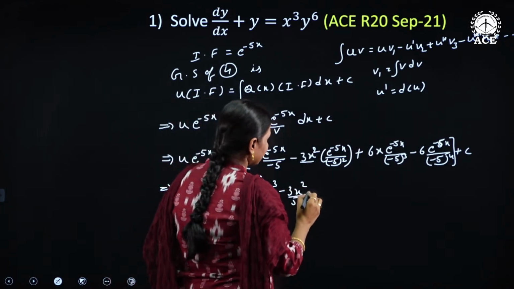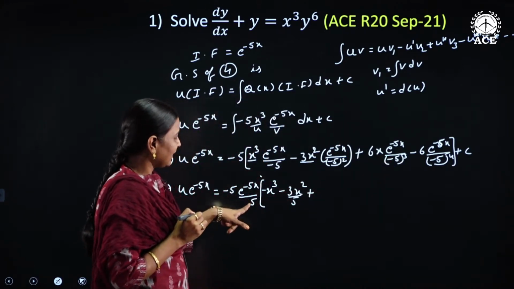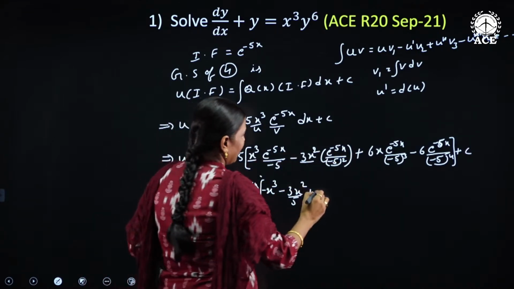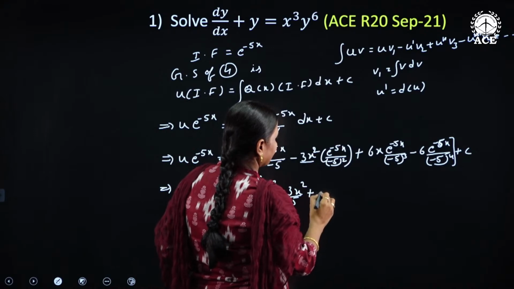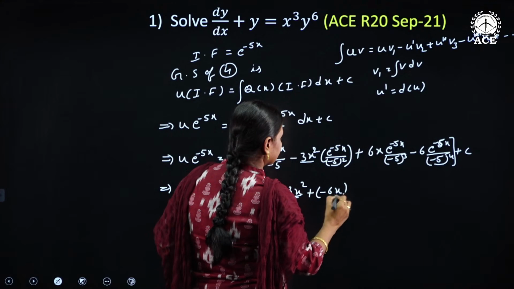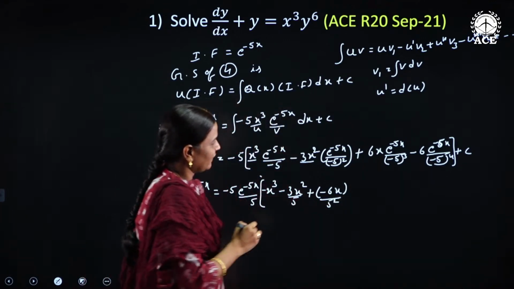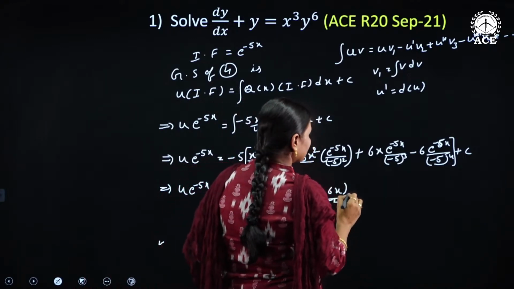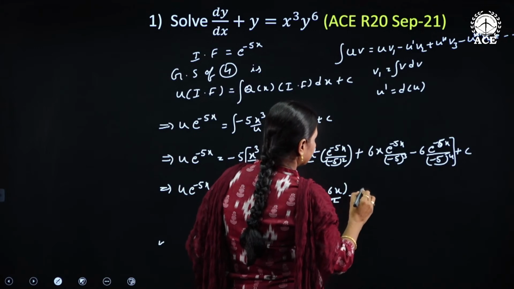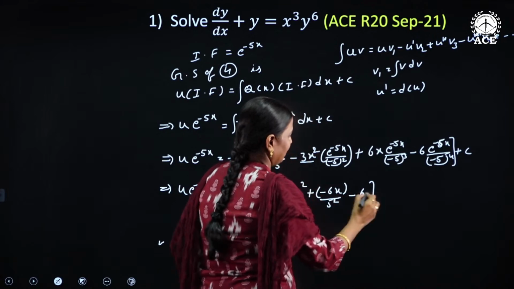Next, coming to the second term. If we take minus 5, plus 5 is outside. So that is equal to minus 6x by 5 square. Next one, if we take minus 5, only 5 is outside. So that is minus 6 by 5 cube plus c.